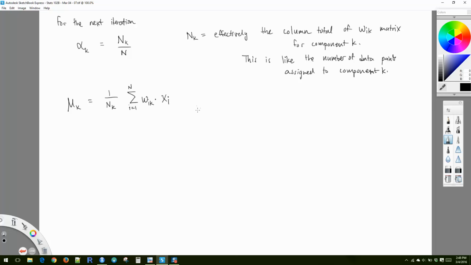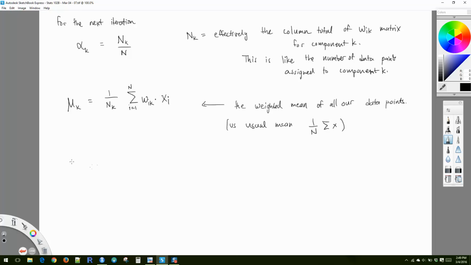So this is just the weighted mean of all of our data points. When you calculate the mean of something, you just add up all of the data points x and divide by n, right? So the usual mean is 1 over n times the sum of x. It's pretty much the same thing. We're just throwing in a weighted term so that the values that are very likely to be in component k are the values that count. The values that are unlikely to be in component k hardly count towards the mean value.